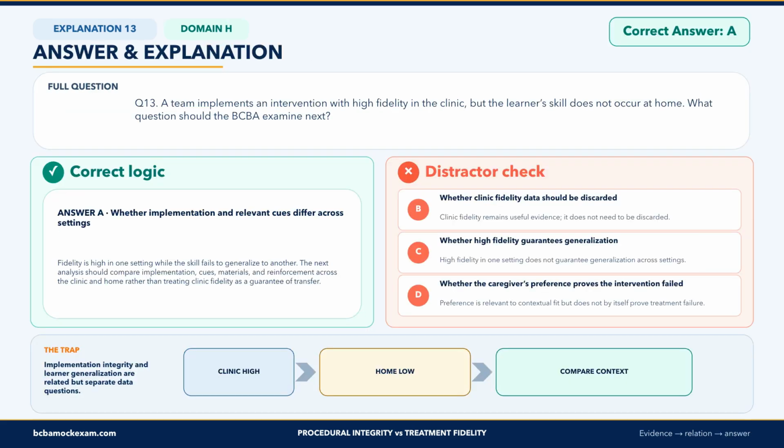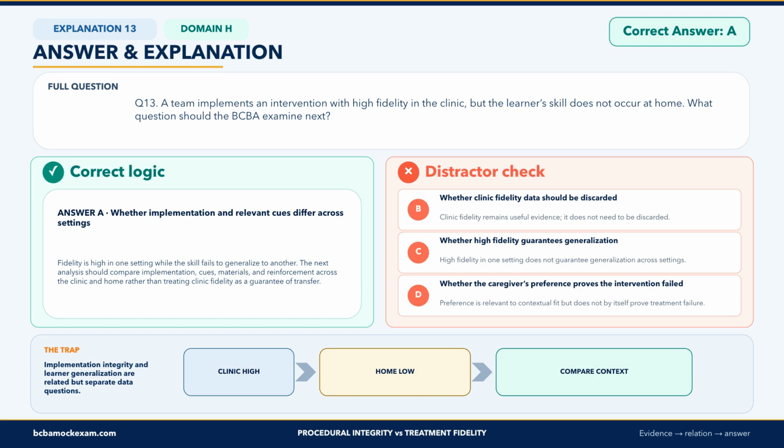Whether implementation and relevant cues differ across settings. Fidelity is high in one setting, while the skill fails to generalize to another. The next analysis should compare implementation, cues, materials, and reinforcement across the clinic and home rather than treating clinic fidelity as a guarantee of transfer. The trap is that implementation integrity and learner generalization are related but separate data questions.